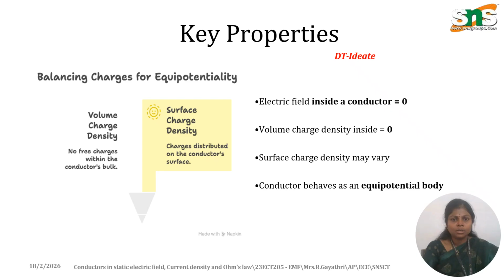Coming to the key properties of the conductors, a conductor has a charge density. The volume charge and surface charge density lie on the conductors, and the electric field inside the conductor will be 0. When the electric field is 0, automatically the flux density D vector, which equals epsilon E vector, will be 0. Volume charge density inside the conductor will be 0, and surface charge density may vary. The conductor behaves as an equipotential body in an electrostatic field.